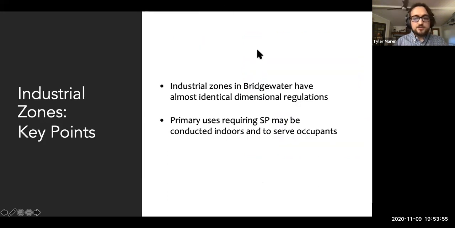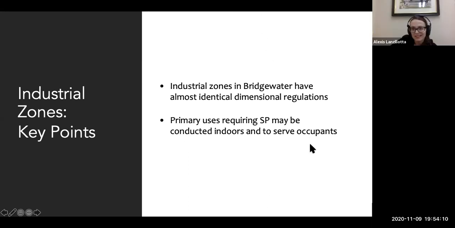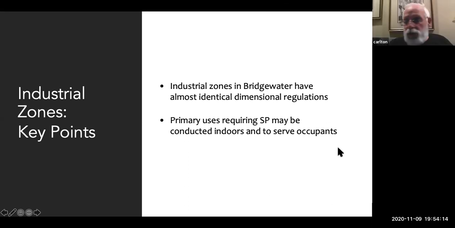Okay, industrial zones. Anyone have any comments about the commercial zones? Yes. Wait, I can't. Yep, let me. Okay, Carlton, you should be unmuted. I'm unmuted now, and yes. Since I lived this for 15 years and all this development stuff, I feel that I need to chime in on a number of things.